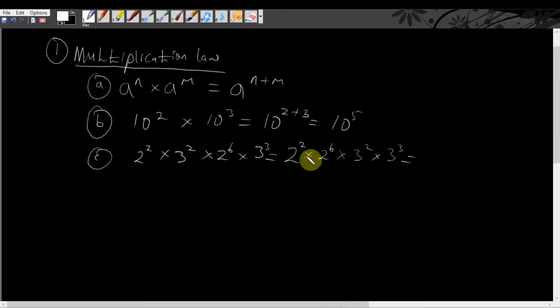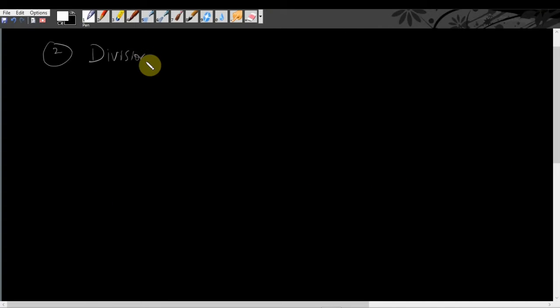This is equal to, pick one base here now, 2, add their powers, 2 plus 6. Then the other one comes with 3 as base, add their powers. This gives us 2 to the power 2 plus 6, which is 8, multiplied by 3 to the power 2 plus 3, which is 5. This becomes your answer.